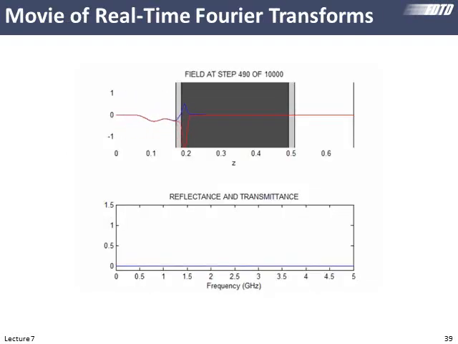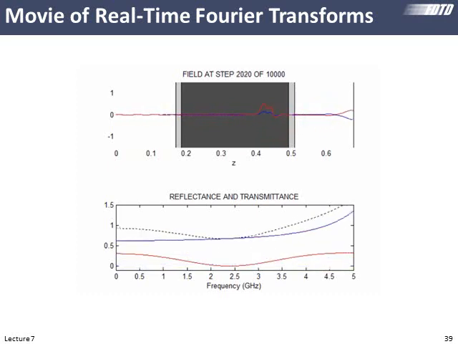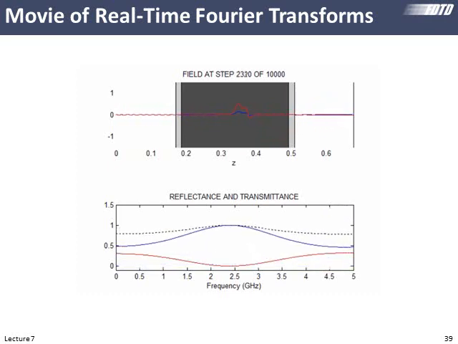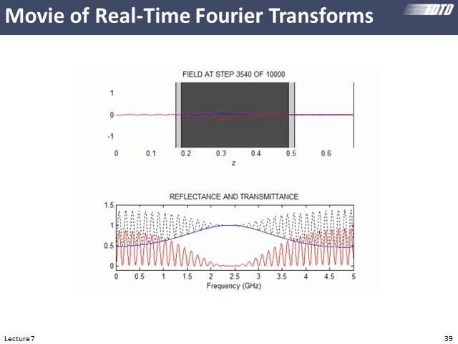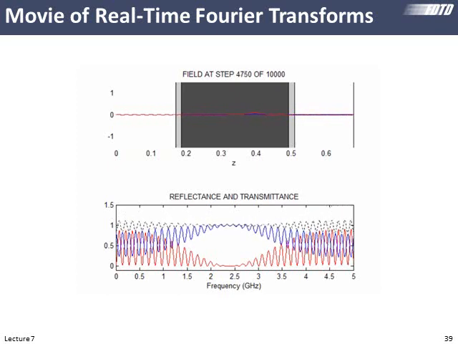Okay, so let's look at a movie of what we'll see on our Fourier transforms. Here we're calculating these transforms as the model's running. So we see our pulse, it goes into the device, reflects a little bit. On the plot above, the blue line is the electric field, the red line is the magnetic field. On the plot at the bottom, the red line is reflectance, the blue line is transmittance, and the dashed black line is the sum of the two.